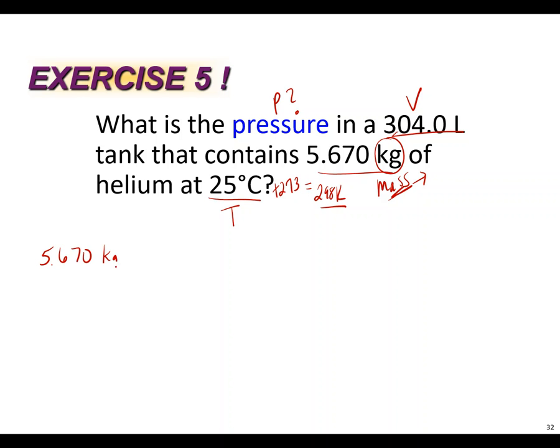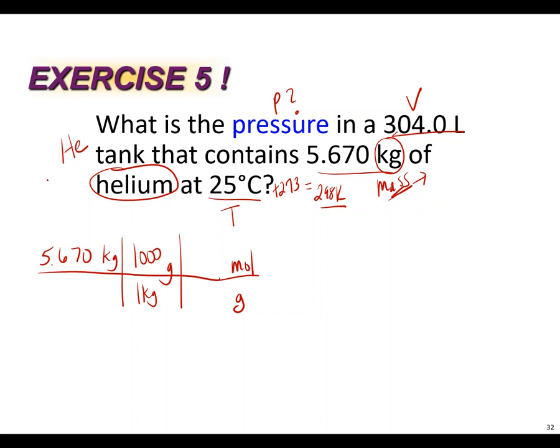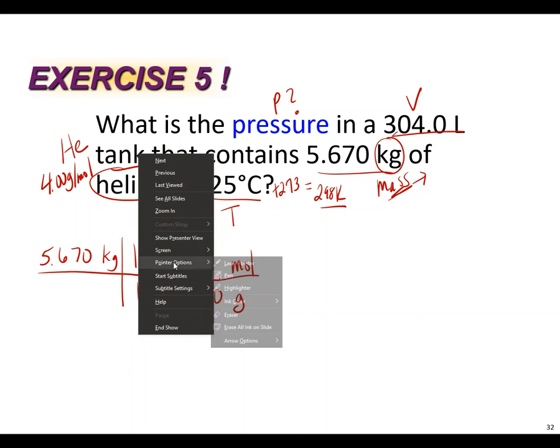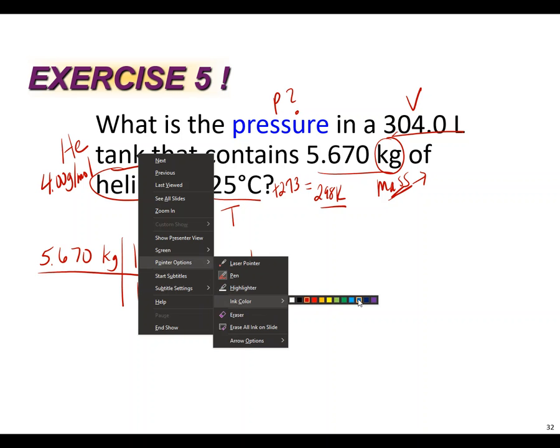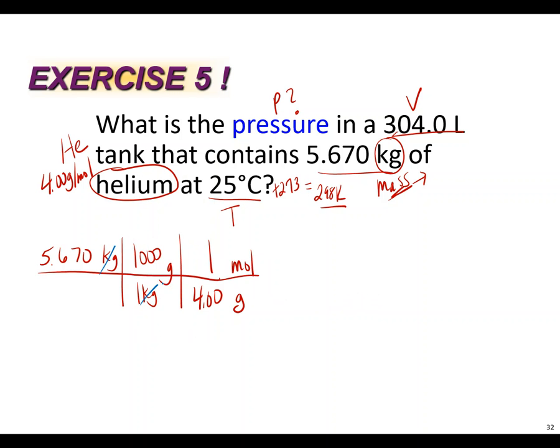And it's kilograms, so set up my little T-chart. Put kilograms to grams, so 1,000 grams equals 1 kilogram. Then grams down here to moles. And if I look up here, this is helium, He, on my periodic table. The molar mass is 4 grams per 1 mole. So here I'm going to put my 4, my 1 mole up there. Now the kilograms cancel, the grams cancel, and now I'm left with moles.